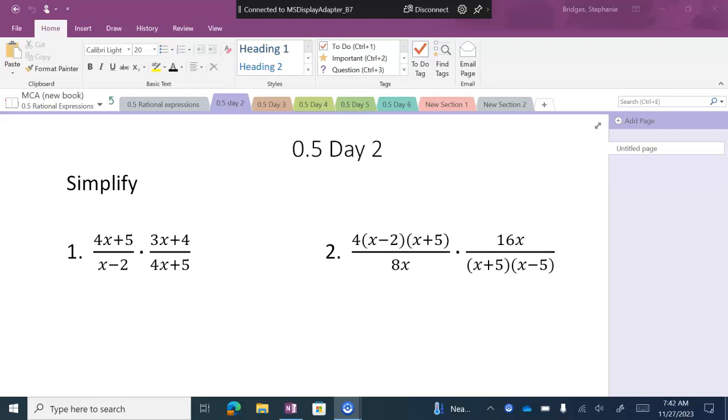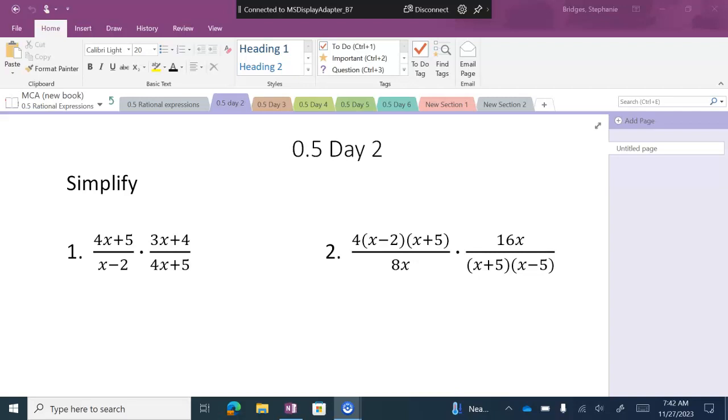So if we're going to start with that first fraction, 4x plus 5 at the top, can we do anything with that? Does it have a GCF? Are they perfect squares or cubes that we can do? Okay, so that's going to stay the same. And then we're going to look at the denominator, the x minus 2. Can that one factor at all? Then look at the second fraction, 3x plus 4. Do I have a GCF or can I factor that? And then the denominator is 4x plus 5, which we already said we can't factor, right?